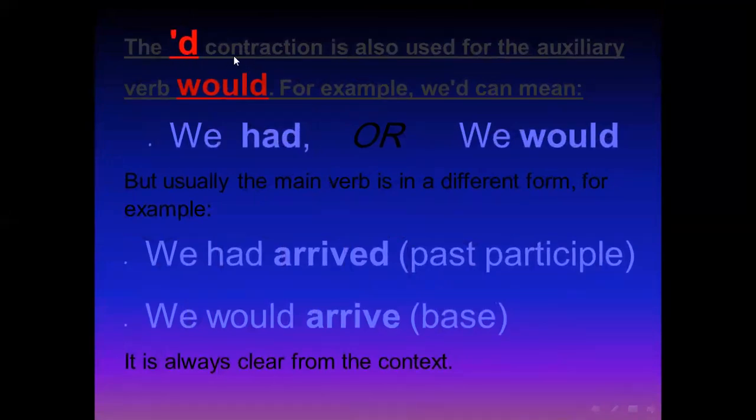The apostrophe D contraction is also used for the auxiliary verb would. For example, we'd can mean we had or we would. But usually the main verb is in a different form. For example, we'd arrived is past perfect. We'd arrive is would. After would, we add the infinitive, the base verb. So it will be arrive, the base verb. It is always clear from the context.